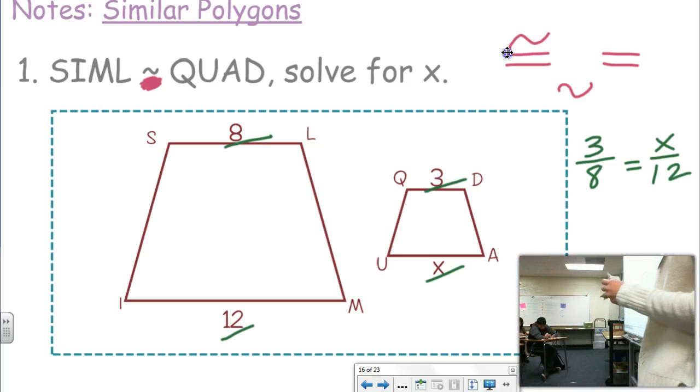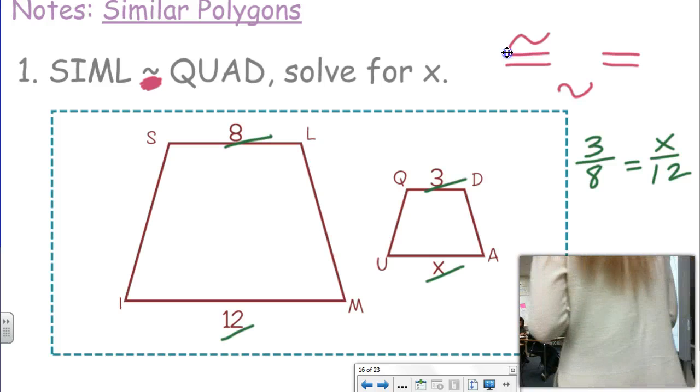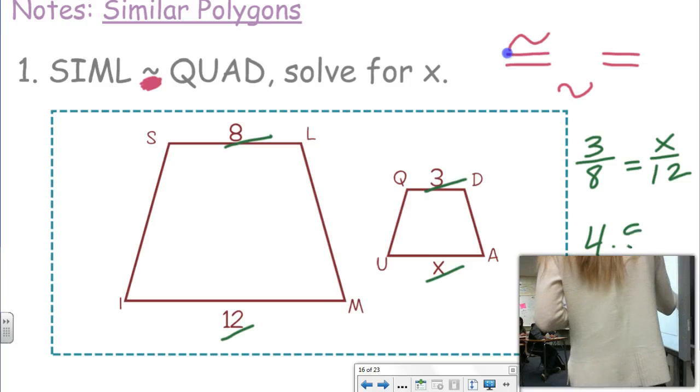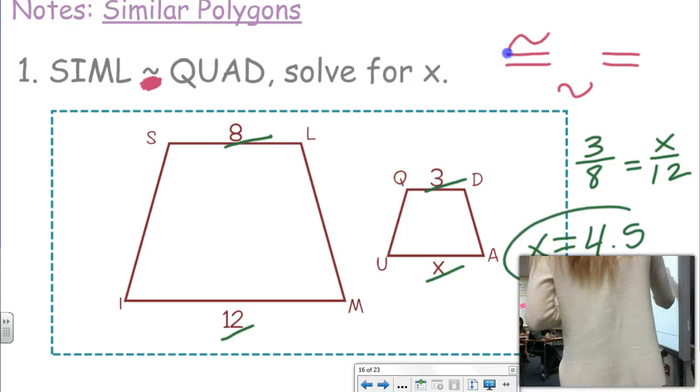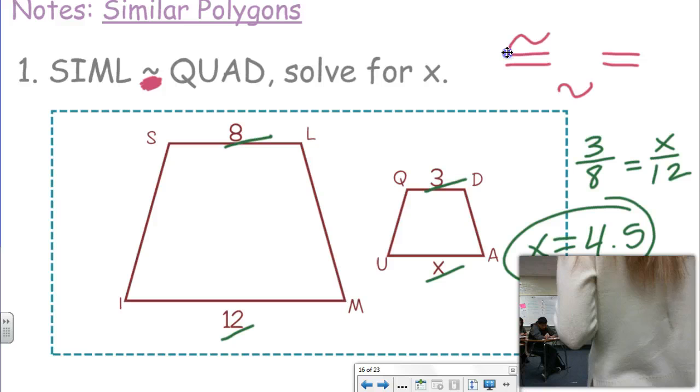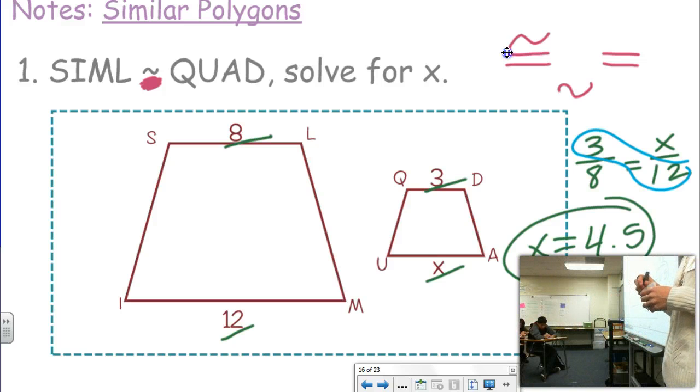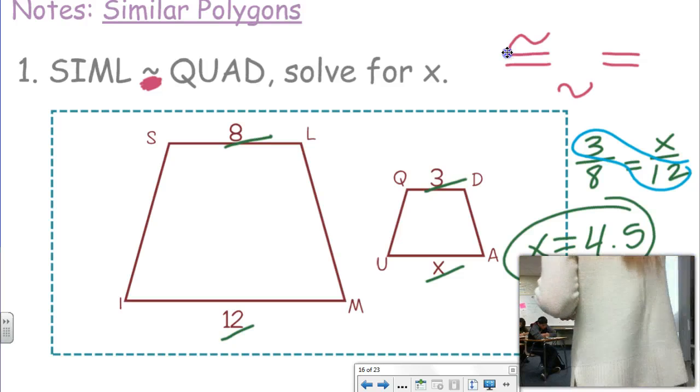Madison, what'd you get? 4.5. Good. X equals 4.5 when we cross multiply. Remember, to cross multiply, you do 3 times 12 divided by 8. Cross multiply and divide. All right, let's move on.